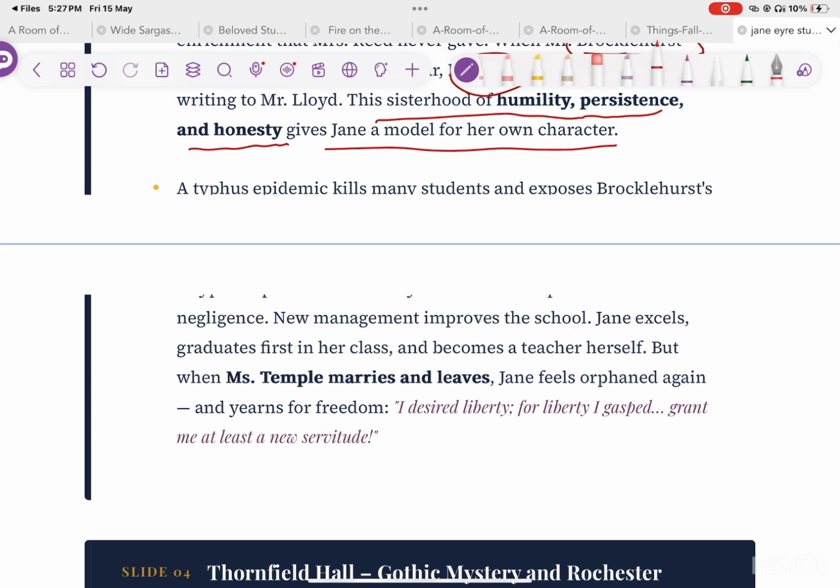But when Mr. Temple marries and leaves, Jane feels orphaned again and yearns for freedom. "I desired liberty. For liberty, I gasped. Grant me at least a new servitude."